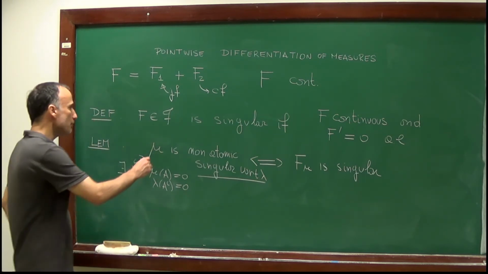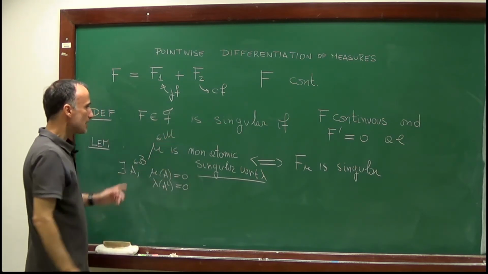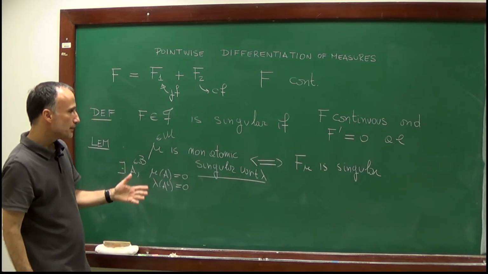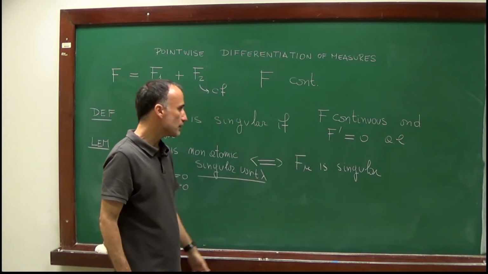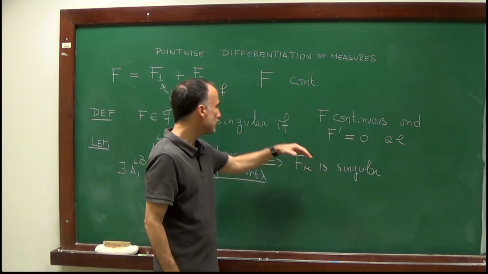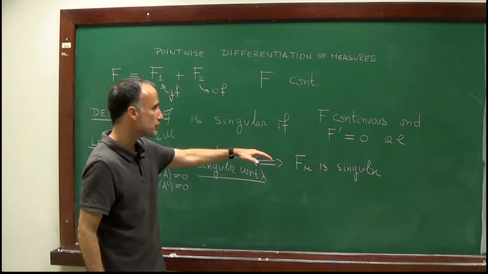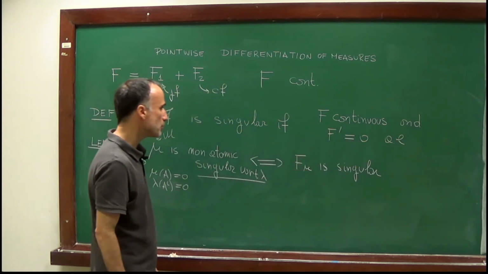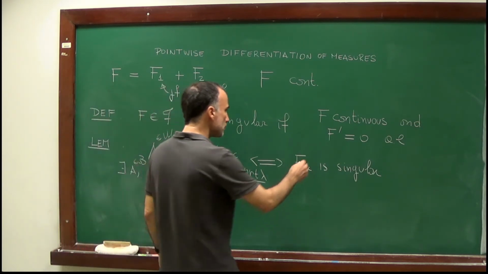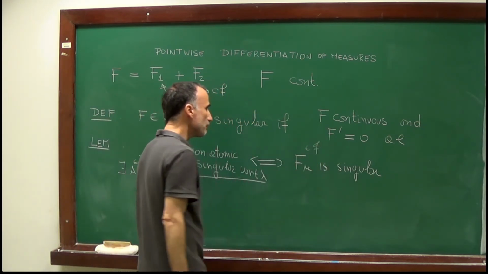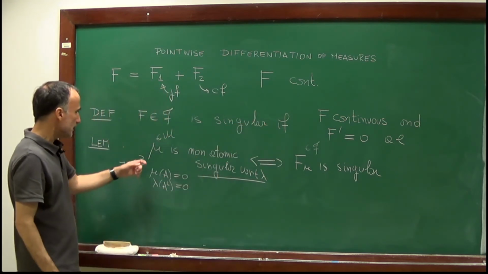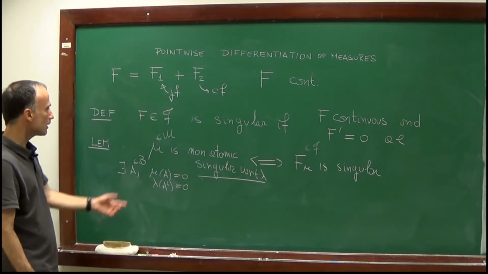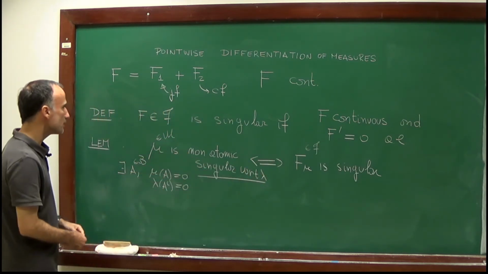Take a measure mu in M, assume that it's non-atomic and that it's singular with respect to lambda. Then I claim that the associated monotone function f of mu is singular, where the definition of singularity is here for functions, which means that f of mu is continuous and its derivative is equal to 0 almost everywhere. And the converse means the following. Take a function f in F which is singular. Take mu, the measure which is associated to that monotone function. I claim that mu is non-atomic and singular.